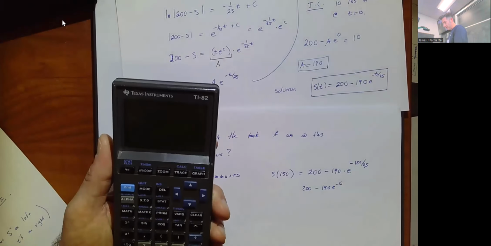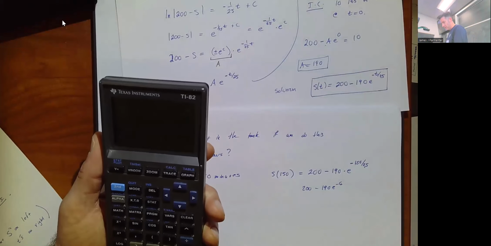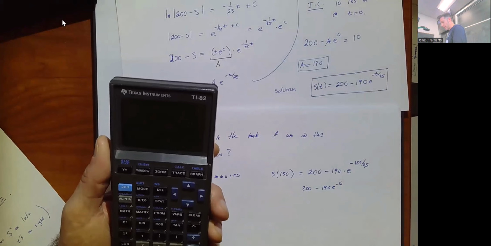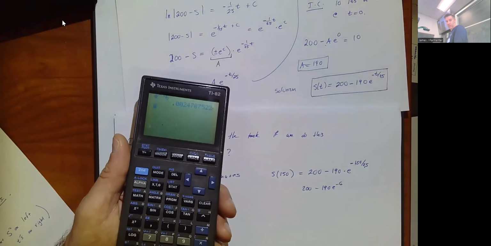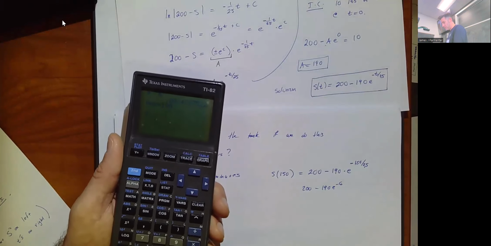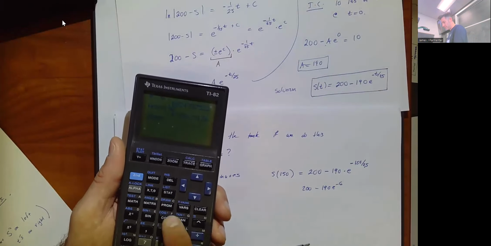Anyway, e to the negative 6 is not too terrible. So we do e to the negative 6. We get something really, really small, like 0.002. We multiply that by 190, and then we subtract it from 200.